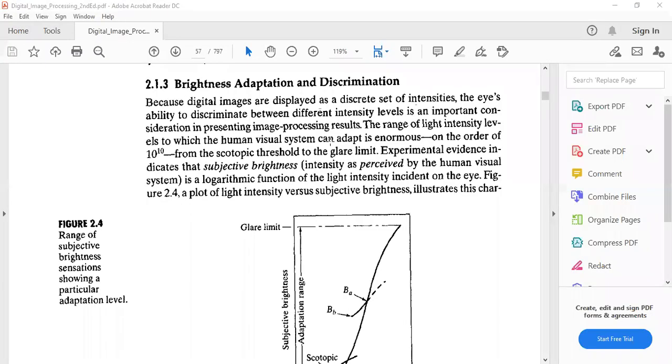ಓಕೆ, ಬೇರೆಯವರು... ಕೇಳಿಸ್ತಿದೆ ಸರ್. ಓಕೆ ಓಕೆ.